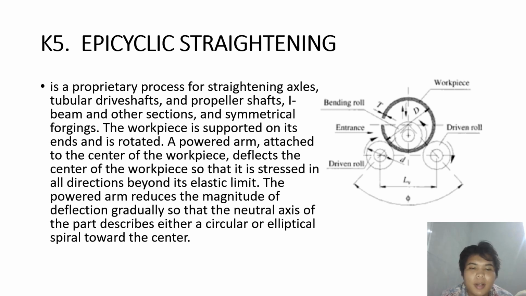The powered arm reduces the magnitude of the deflection gradually so that the neutral axis of the part describes either a circular or elliptical spiral towards the center. As you can see here, the driver roll is gonna be like the bending roll. So this is the work part. It's like moving like otherwise. So to make it straighten, it's gonna be put like that.